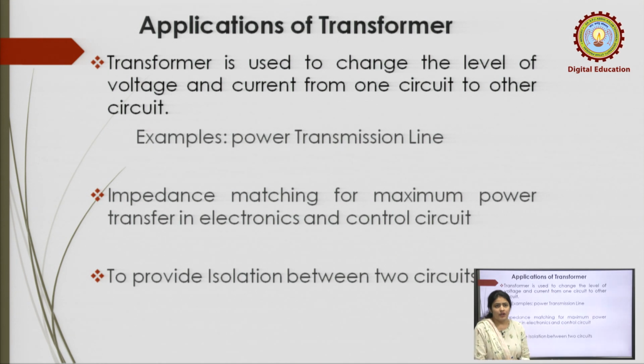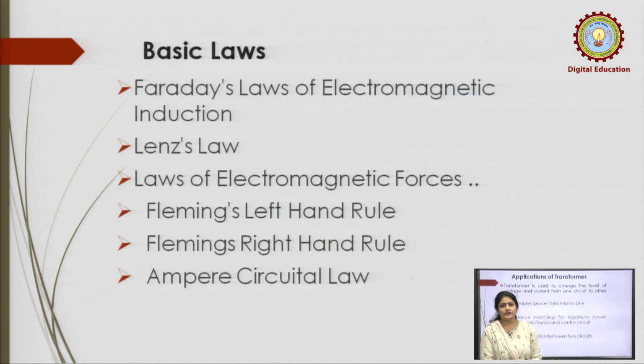Second, it can be used for impedance matching for maximum power transfer in electronic circuits. Third, it can provide the isolation between the two circuits. So, in the next coming lectures we will see the transformer concept and the magnetizing current, the phasor diagram and all the equivalent circuits. But before going to the transformer, in this lecture we will go through the basic concepts of the magnetic law and the magnetic circuits.